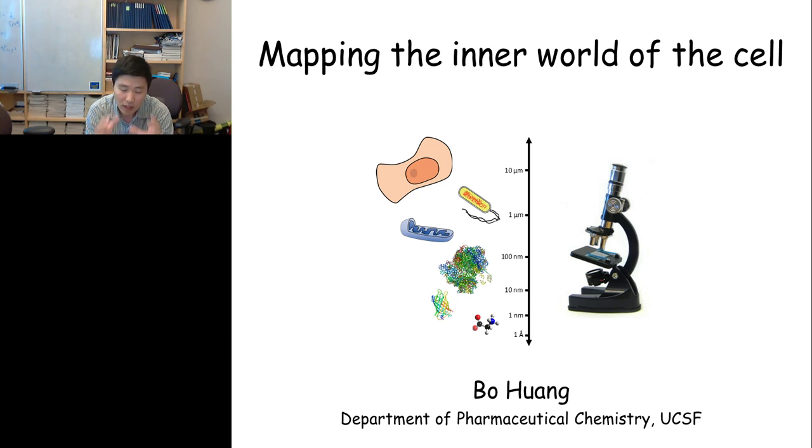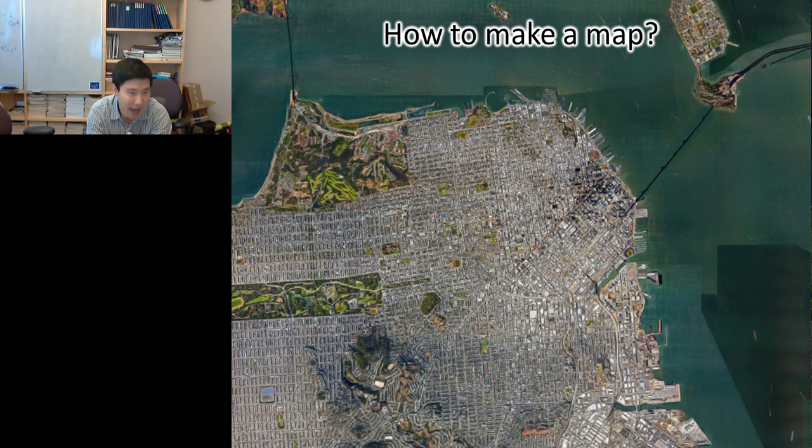And we know the cell is very small. It's just a fraction of a millimeter, several micrometers, and it typically takes a microscope to really get in there and see all these detailed structures. When going to a not so familiar city, we will need a map. We will need a map to know where everything is, where the most important attractions are, so that when something happens, we know what it is and where to find it.